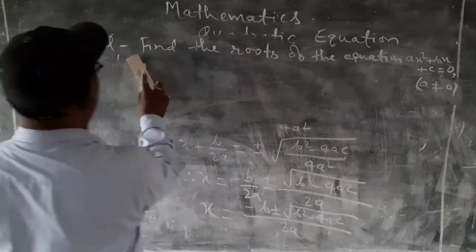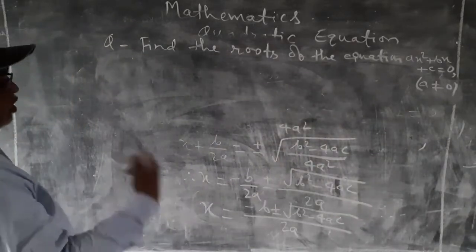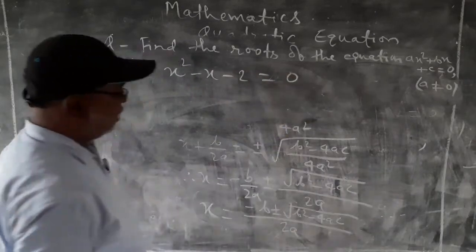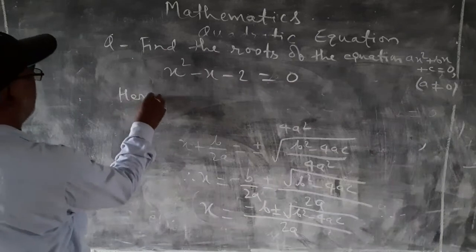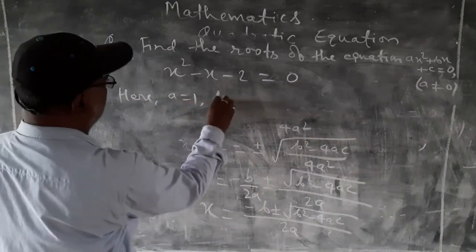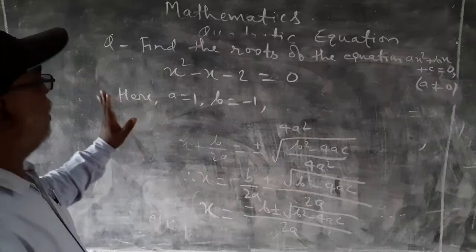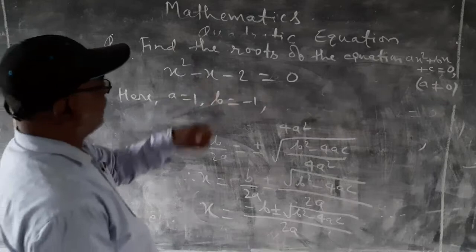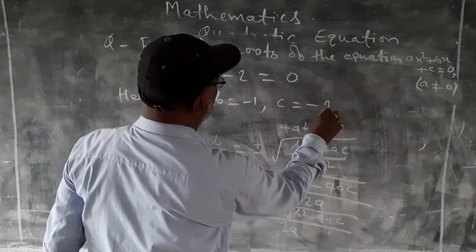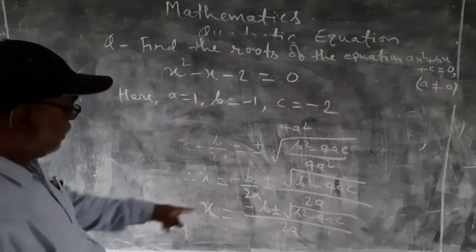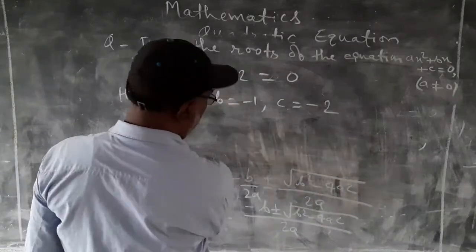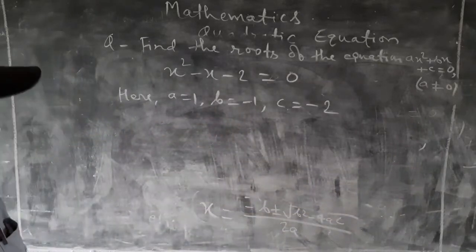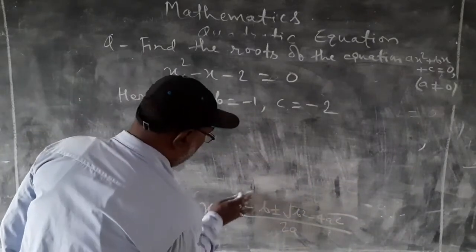Just for example, I am taking the equation from earlier, x square minus x minus 2 equal to 0. Here A is 1, B is minus 1. On comparing to the general equation, you have A equal to 1, B equal to minus 1 and C equal to minus 2. Now put the values here, and you will get the value of x. You have got the formula from the equation.